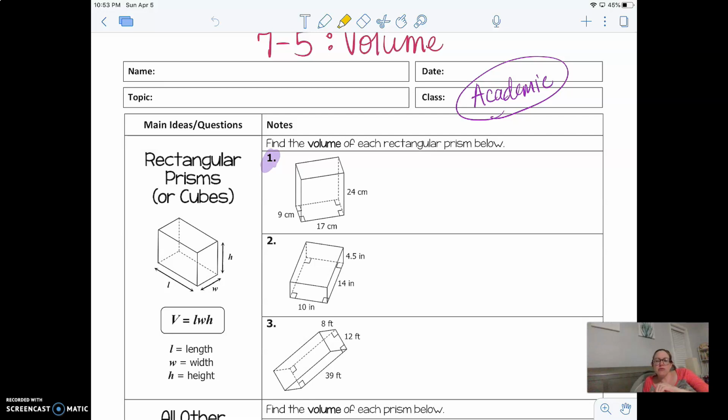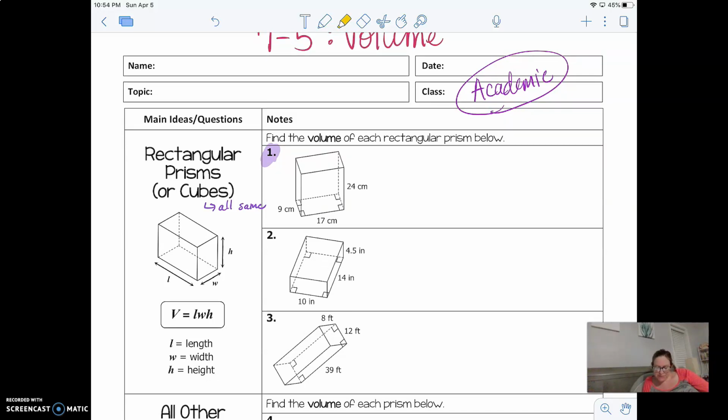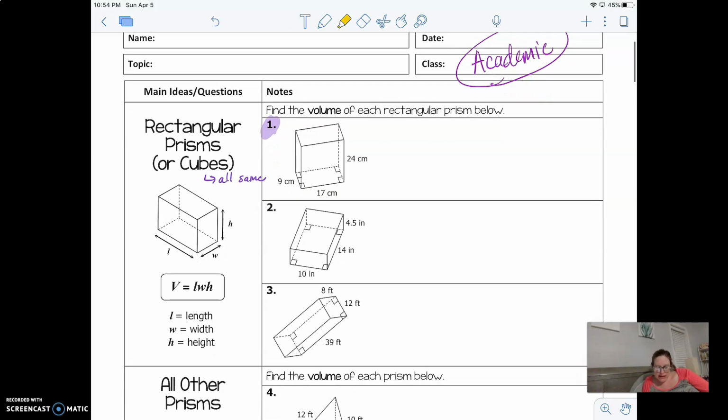Rectangular prisms and cubes are not the same, but a cube is a special type of rectangular prism. A cube has all the same dimensions, so it's like a 5 by 5 by 5 cube, right? Rectangular prisms in general are not all the same. So you may already know this formula, and this is general for rectangular prisms: length times width times height. That's going to be your generic formula to use, but that only works when you have the shape of a box.